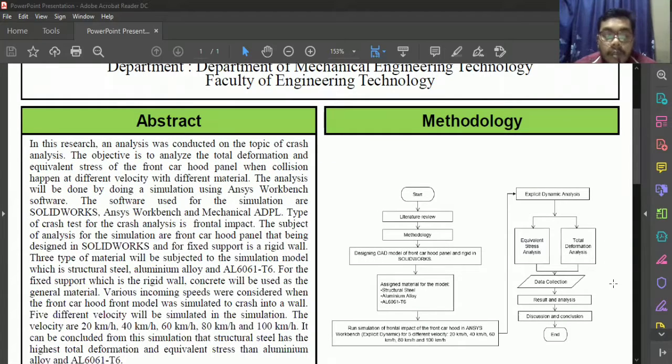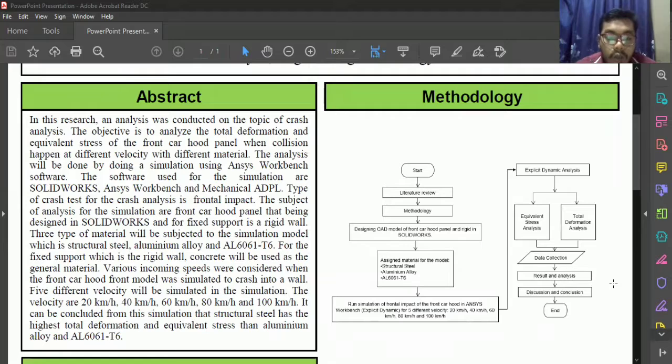The abstract for my research. In this research, an analysis was conducted on the topic of crash analysis. The objective is to analyze the total deformation and equivalent stress of the front car hood panel when collision happen at different velocity with different material. The analysis will be done by doing a simulation using ANSYS Workbench software. The software used for the simulation are SolidWorks, ANSYS Workbench, and Mechanical ADL.